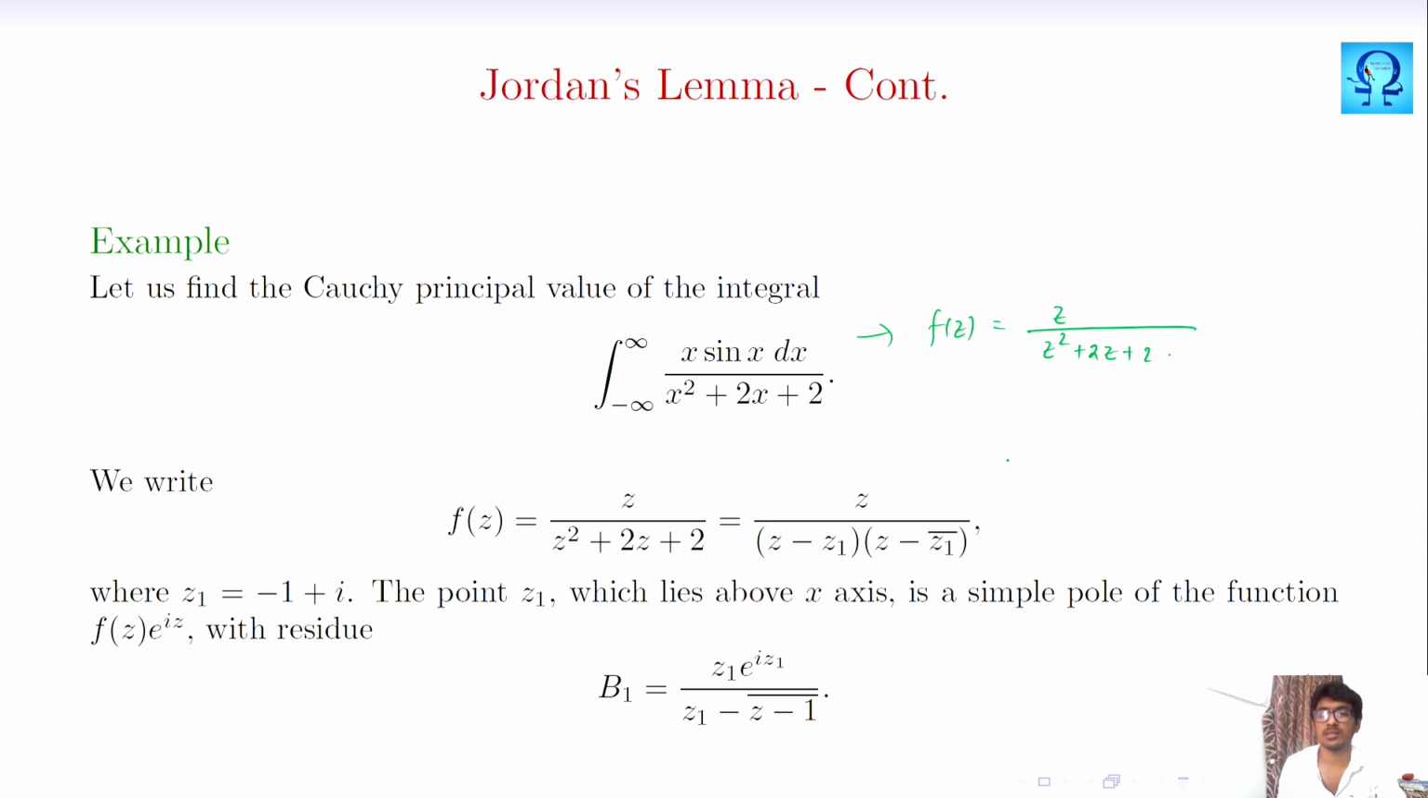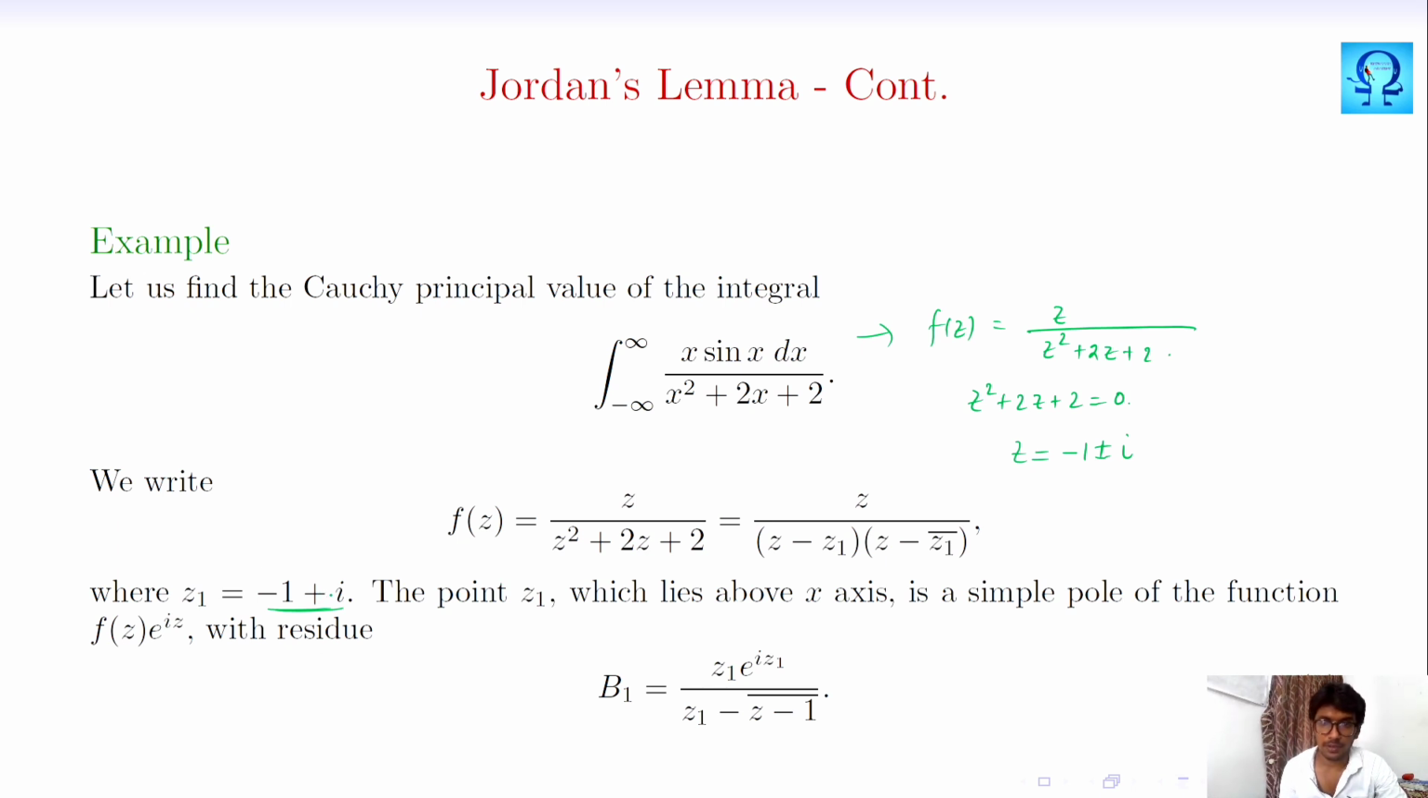If you try to find the singular points, given by the equation z squared plus 2z plus 2 equals 0, that gives you z equals minus 1 plus or minus i. Out of these, only one lies above the real axis and the other lies below it. We are interested in the singularity that lies above the real axis, that is, minus 1 plus i. So we just take this one.